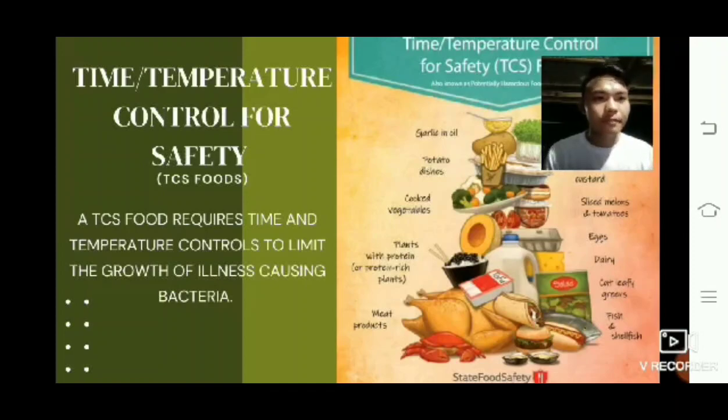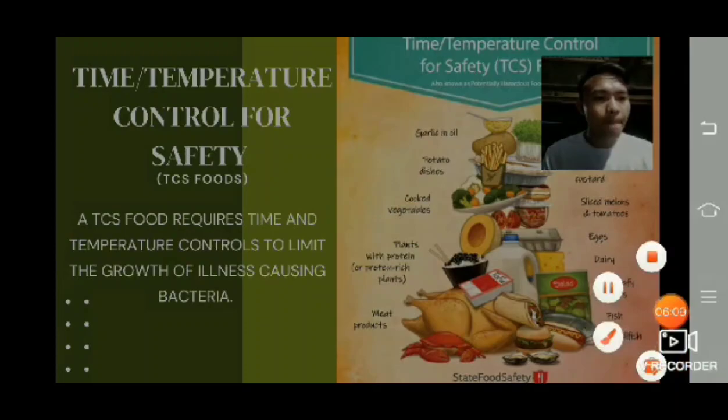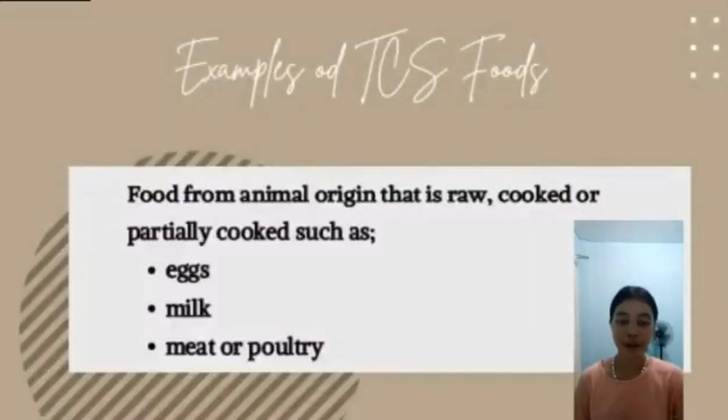Okay, so hello everyone, my name is Janina Ekatulpus and I am going to report about the examples of TCS food. So first, food from animal origin that is raw, cooked, or partially cooked, such as eggs, milk, meat, or poultry. Food from animal origin means a food produced from animals or originating from animals in a processed or unprocessed state.